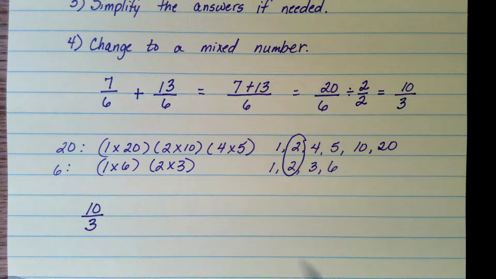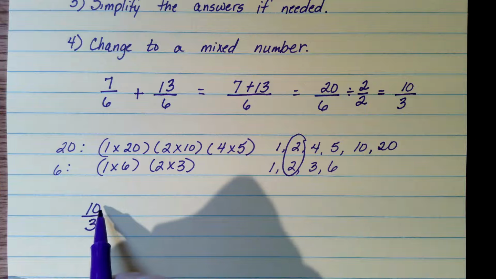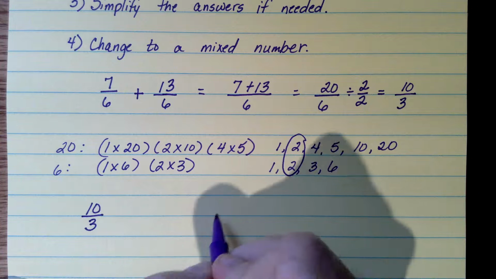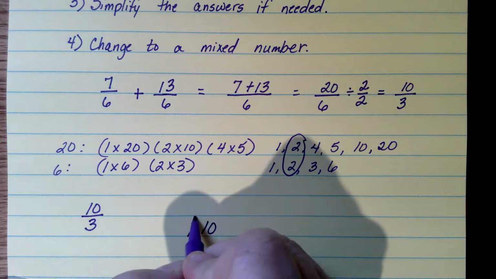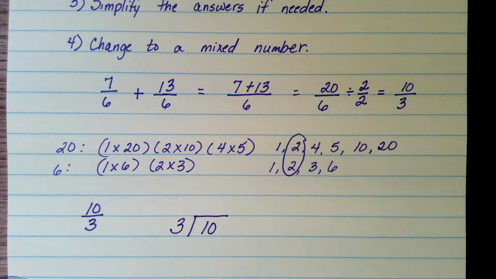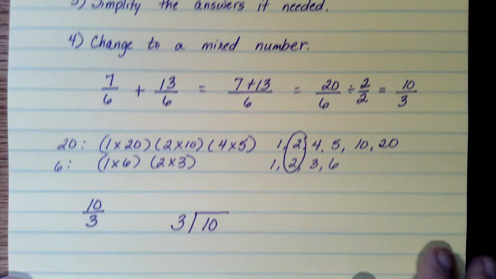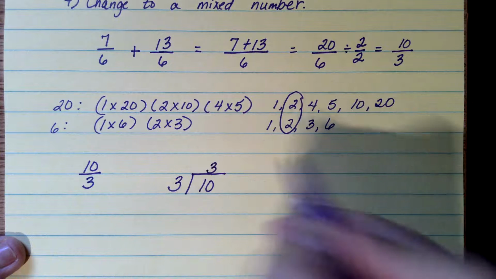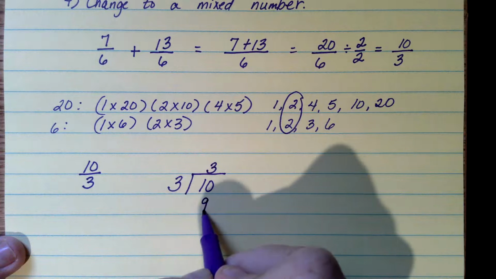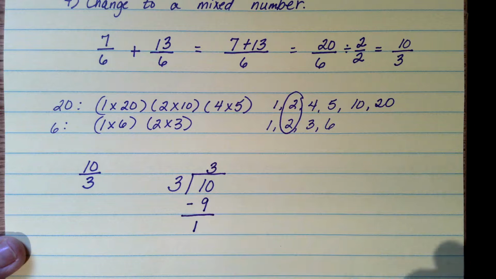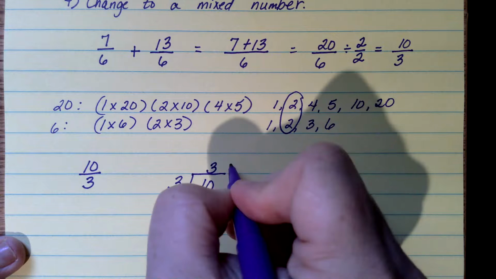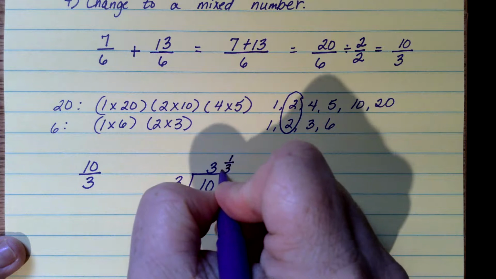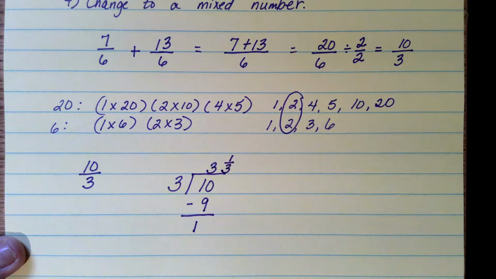Now I can actually go in and do my division. Remember that this is the same as 10 divided by 3. So I'm going to write 10 divided by 3, and I'm going to go ahead and finish out turning this into a mixed number. The closest I can get to 10 without going over is 3 times 3. 3 times 3 is 9. 10 minus 9 is 1. So I have a remainder of 1 with a denominator of 3. So 3 1/3 is my answer.